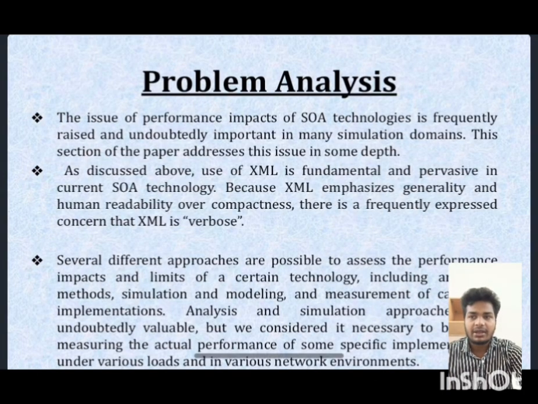The issue of performance impact of SOA technologies is frequently raised and undoubtedly important in many simulation domains. This section of the paper addresses this issue in some depth. As discussed above, use of XML is fundamental and pervasive in current SOA technology because XML emphasizes generality and human readability over compactness. There is a frequently expressed concern that XML is verbose, and several different approaches are possible to assess the performance impacts and limits of certain technology, including analytical methods, simulation and modeling, and measurement of candidate implementations. And service consumers, service bus, service interfaces and service implementations.